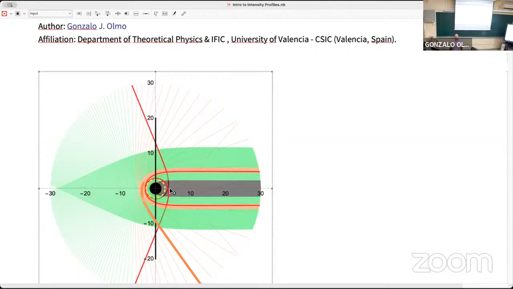When the angle is pi halves, save that value of the radius. When it is 3 pi halves, save that location for a given impact parameter. And if there are further intersections, save those locations. We will need that information later.